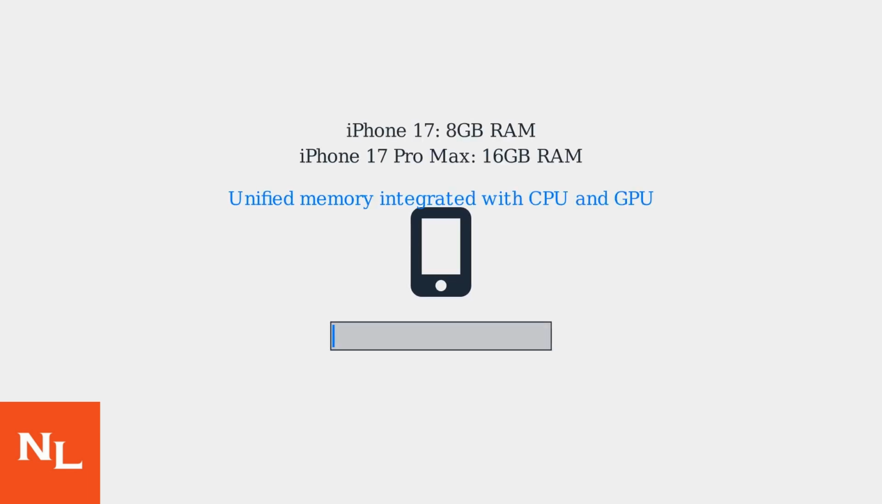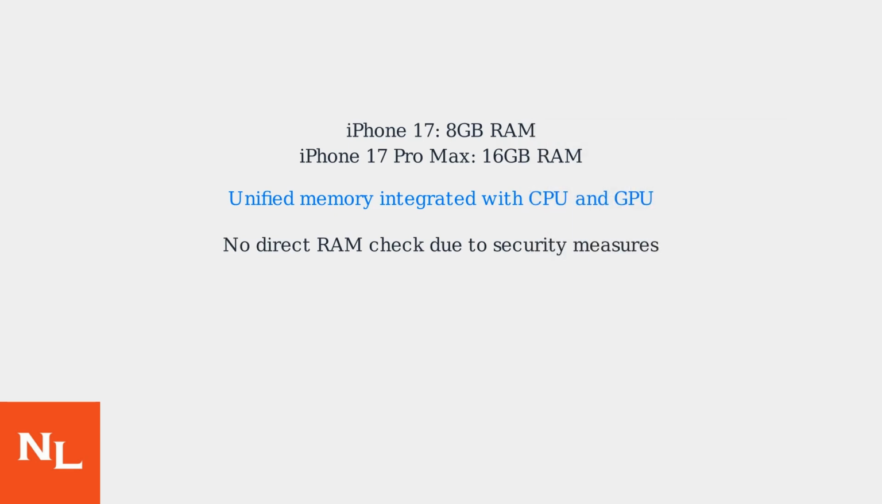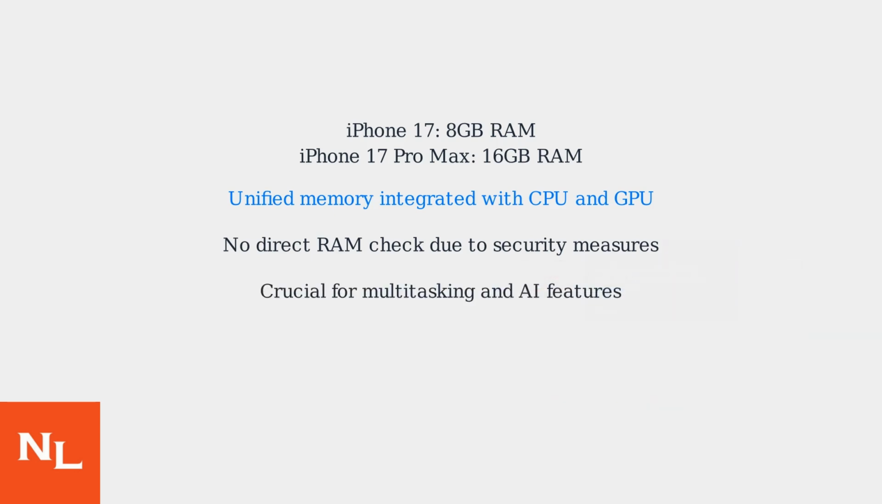The iPhone 17 comes with 8 gigabytes of unified memory, while the iPhone 17 Pro Max features 16 gigabytes. This unified memory is integrated directly with the CPU and GPU for faster access and better performance. Unlike Android devices, iPhones don't provide a direct way to check RAM usage due to Apple's security measures that protect system integrity. RAM is essential for multitasking and running AI-driven features smoothly.